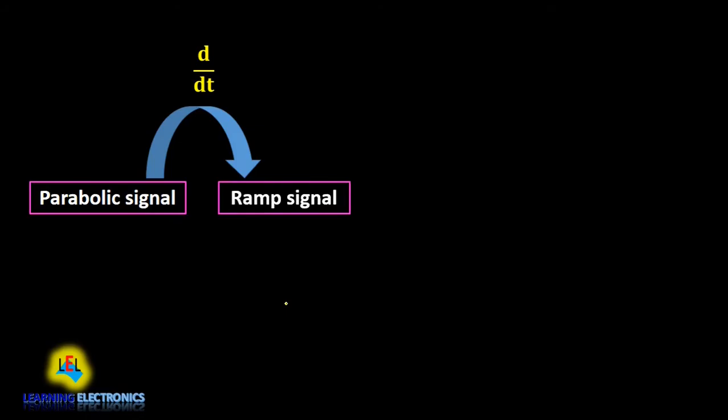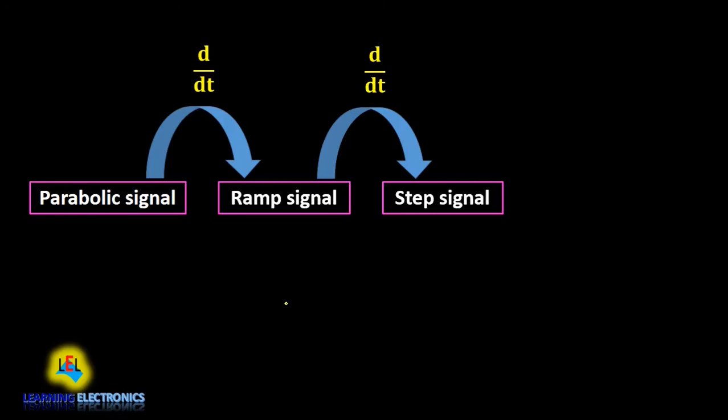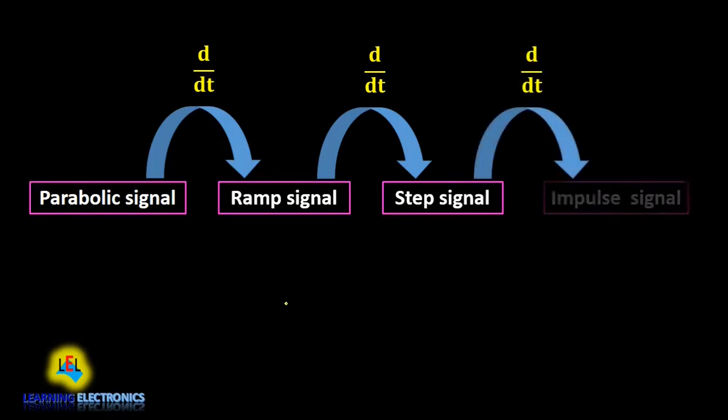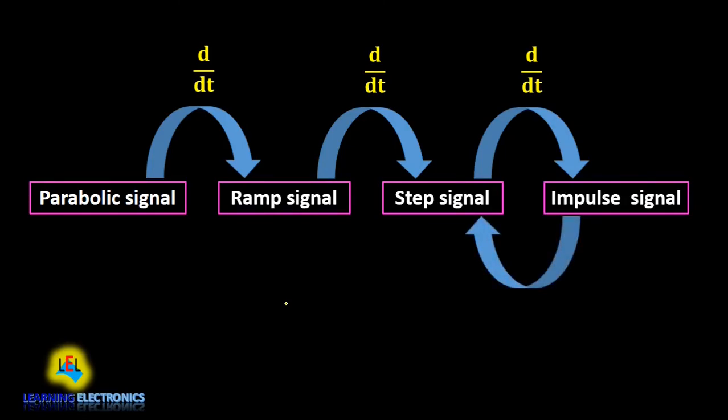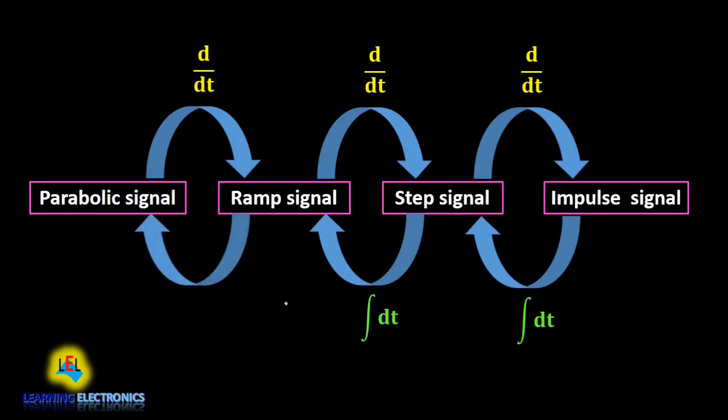Okay. Now let us see the relation between these signals. The parabolic signal, when it is differentiated, we get ramp signal, and when we differentiate the ramp signal, then we get step signal, and when we differentiate the step signal, we get impulse signal. Okay. Similarly, if we integrate the impulse signal, then we get step signal, and if we integrate the step signal, we get ramp signal, and if we integrate the ramp signal, we get parabolic signal. Okay. If we are taking A as magnitude, then parabolic signal is A into t square by 2.